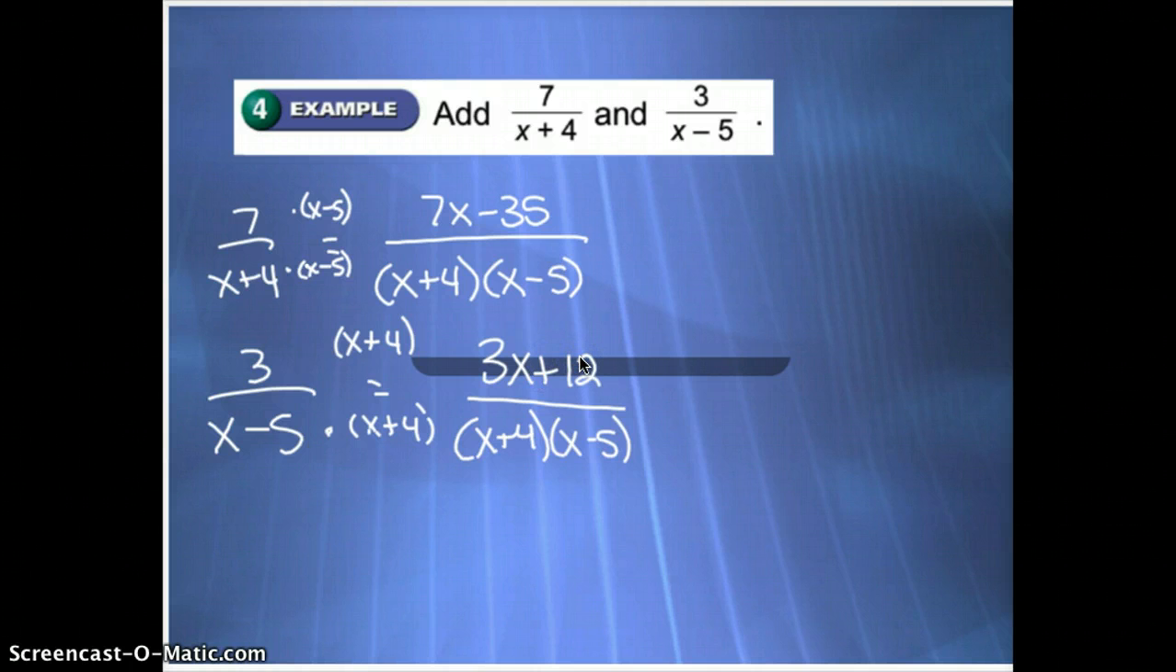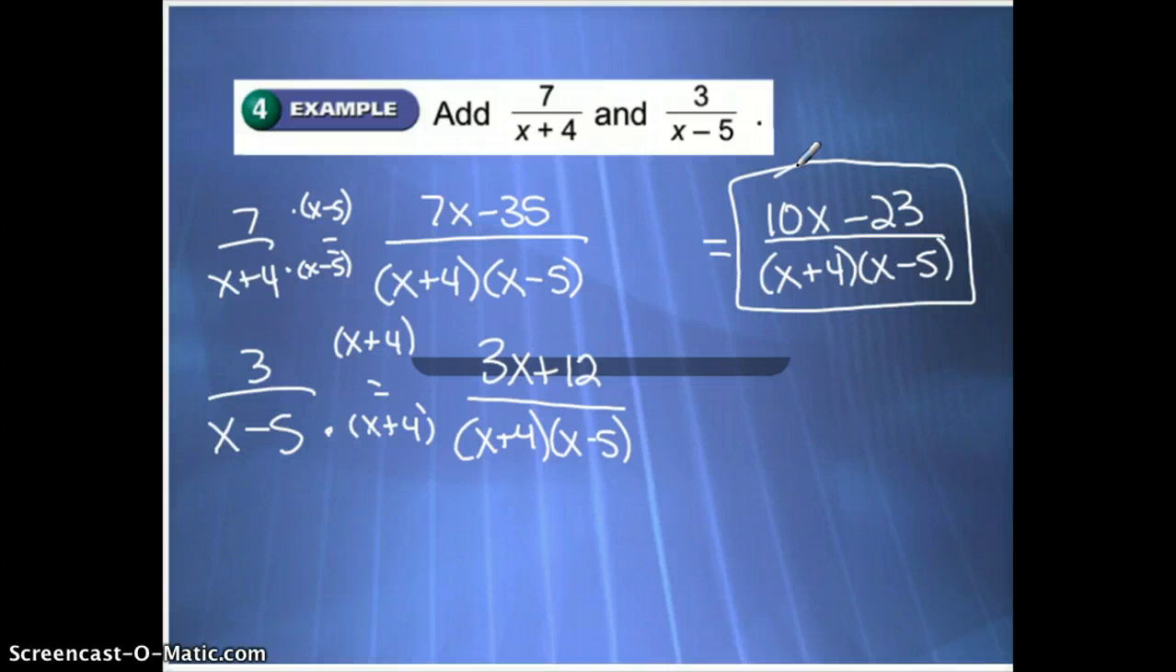Okay, so now I'm adding these. I'm adding (7x minus 35) over (x plus 4) times (x minus 5) plus (3x plus 12) over (x plus 4) times (x minus 5). So I'm going to add my numerators. 7x and 3x is 10x. Minus 35 and a plus 12 is a minus 23. And that's all over (x plus 4), the quantity, times (x minus 5). I could write x squared minus x minus 20, but right now I'm going to leave it in factored form. 10x minus 23, there's no GCF or anything I can factor out there, so I am done.